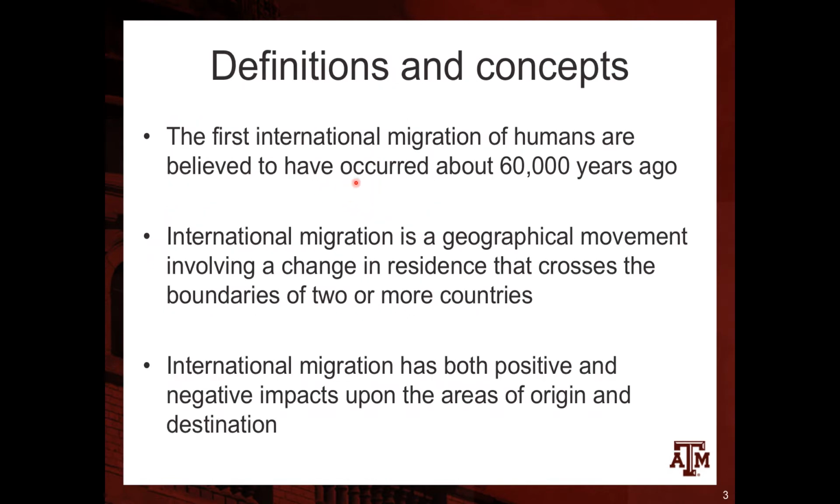So the first international migration of humans is believed to have occurred about 60,000 years ago. So it has been happening for a long time. International migration is a geographical movement involving a change in residence that crosses the boundaries of 2 or more countries. So people are moving from one country to the other, and that's when we call those people international migrants. International migration has both positive and negative impacts, both on areas of origin and destination.